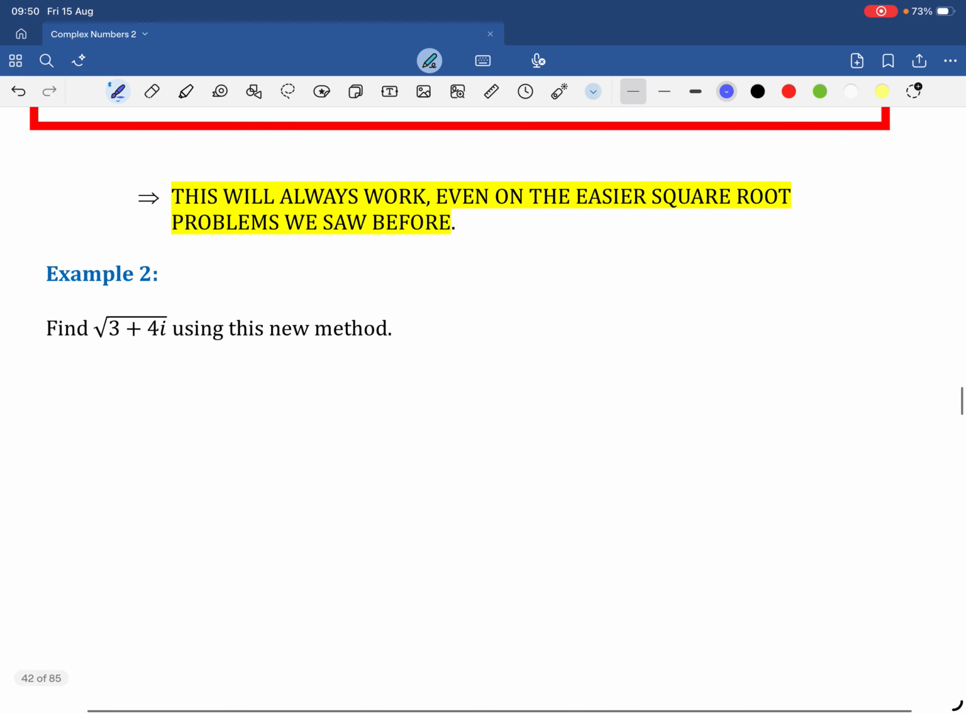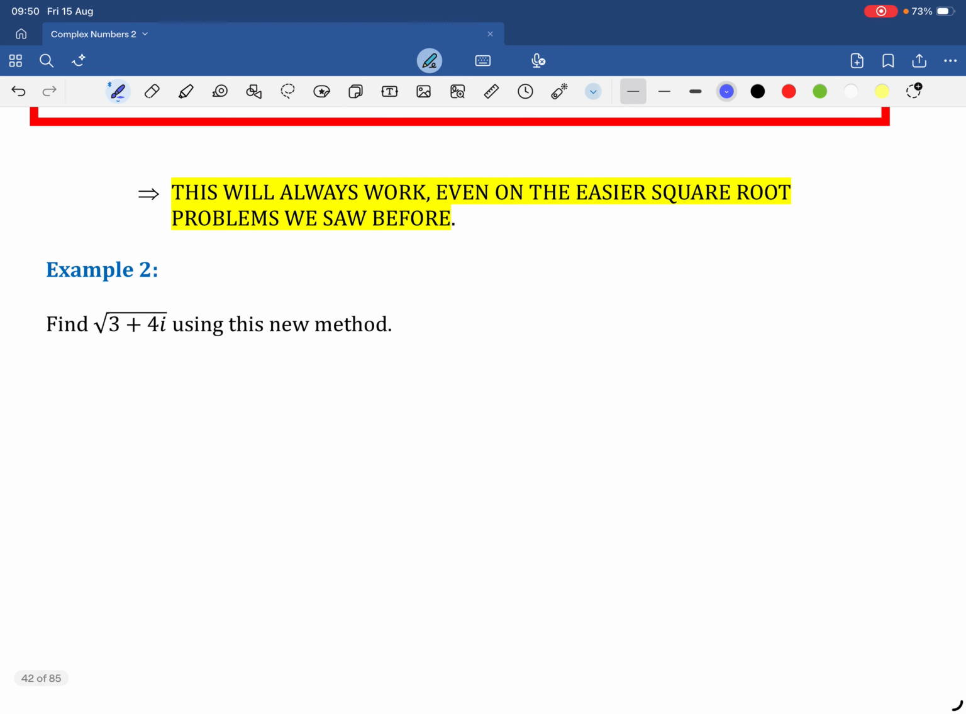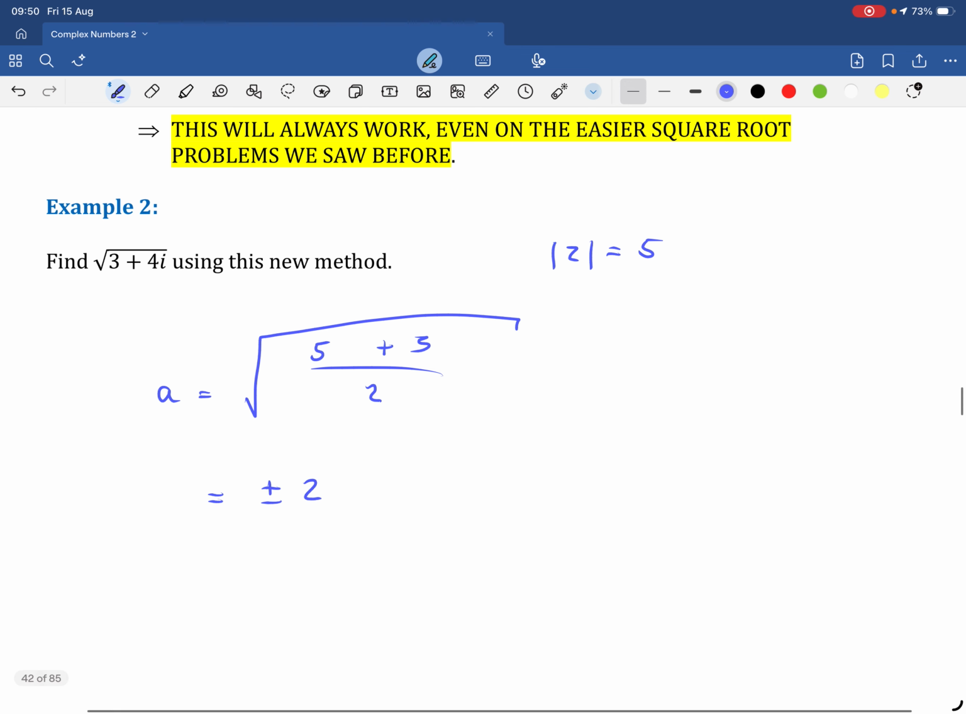Now let's do the same question using that way. The modulus of that complex number is 5, that's a famous triad. So a is going to be the square root of the modulus, and then it says plus the real component over 2. 5 plus 3 is 8, divided by 2 is 4, so plus or minus 2. And then b is the sign of y, plus or minus the sign of y.